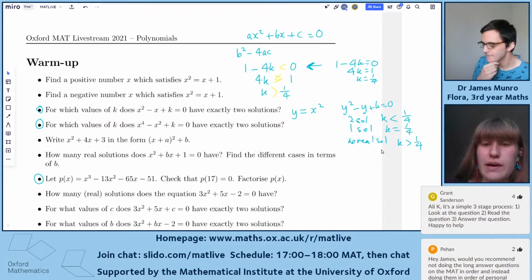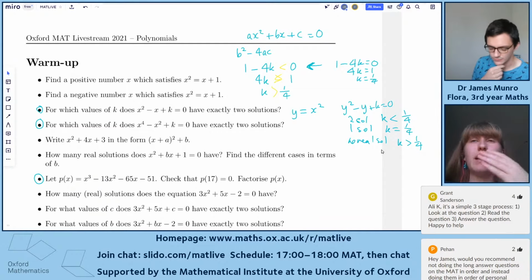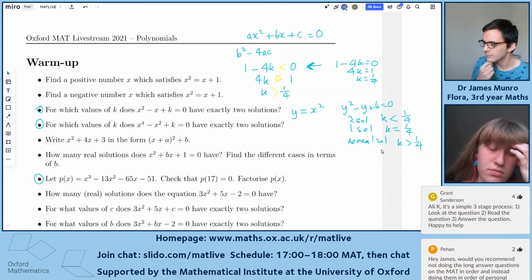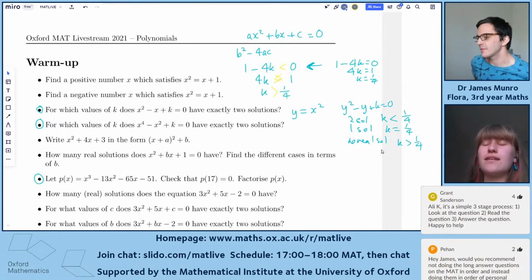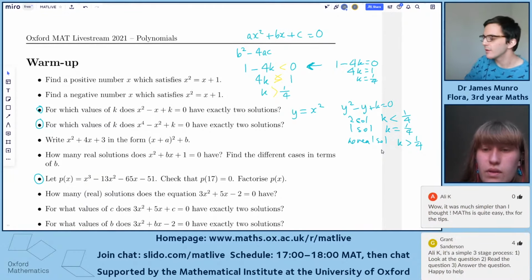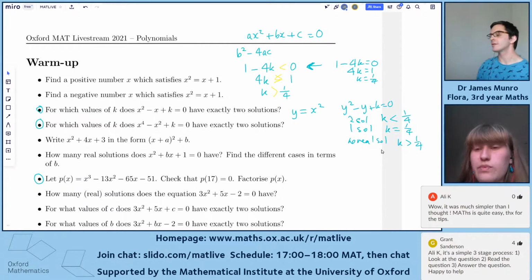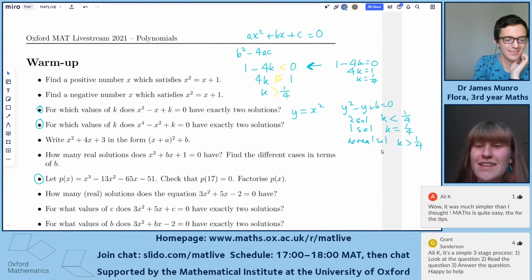Because if you think about it, you can only have real solutions to y equals x squared if y is positive or 0, obviously. But if y was less than 0, then it wouldn't have any square roots. Not real ones, anyway.